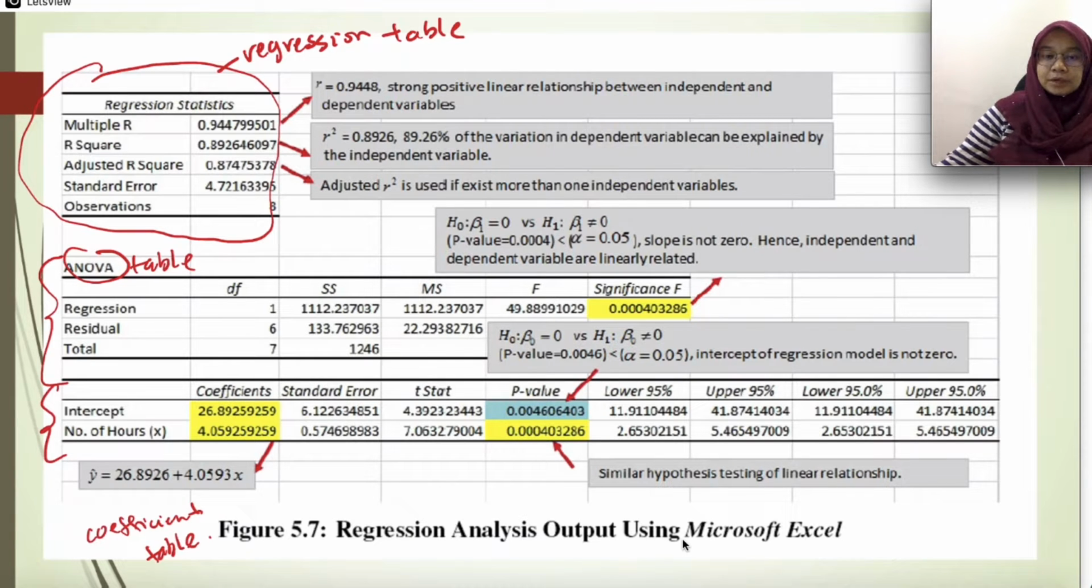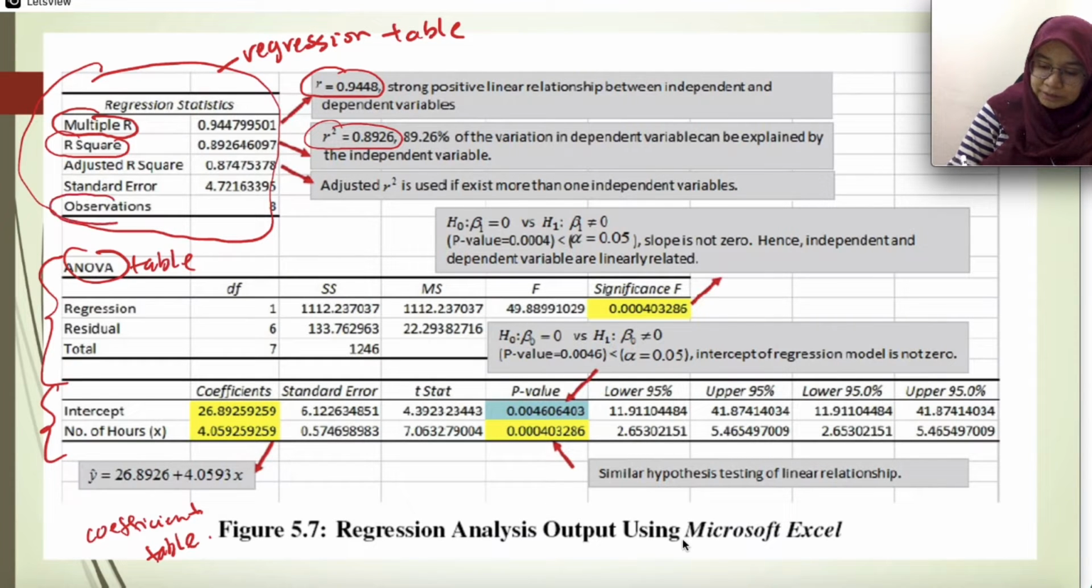Okay. So what information can we get from the Excel output? First, the correlation coefficient R is your Multiple R. R is your correlation coefficient. Take 4 decimal places. R square is your coefficient of determination here. Observations is the number of your data.